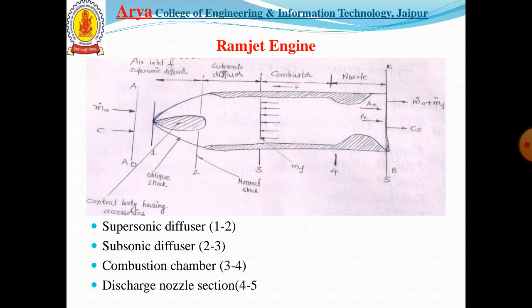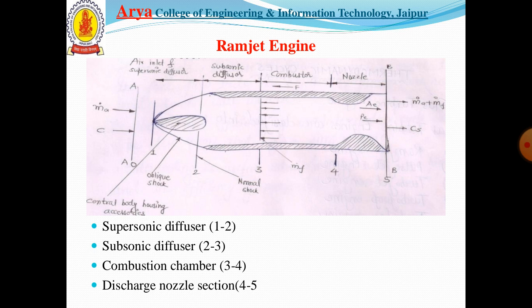Both the supersonic and subsonic diffusers convert the kinetic energy of the entering air into a pressure rise. Air enters with the absolute velocity c and the mass flow rate m dot a. It will lead to the supersonic diffuser. This energy transformation is called ram effect, and the pressure rise is called ram pressure.